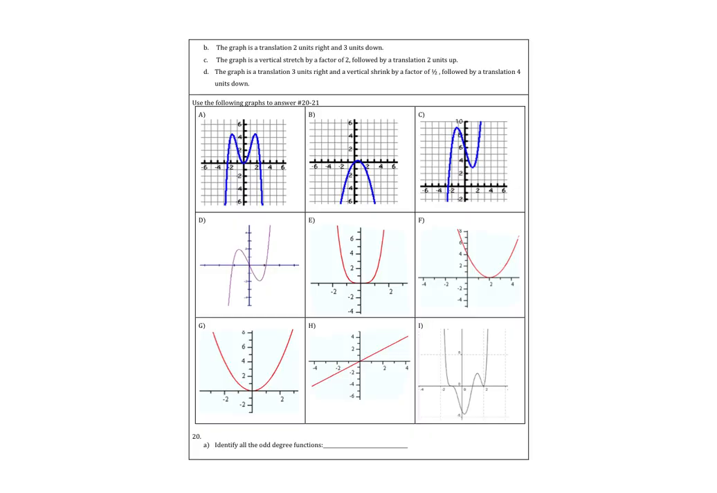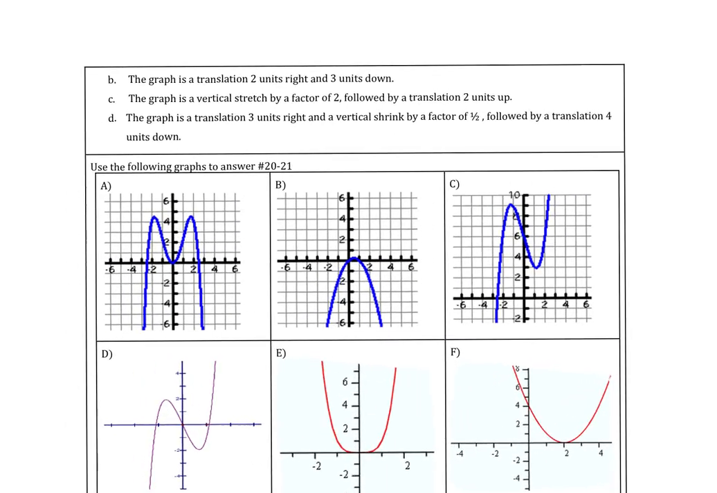The graph is translated 2 units right and 3 units down, okay? G of x is equal to 2 units right, x minus 2, 3 units down, minus 3. The graph is a vertical stretch by a factor of 2, so that's our A. G of x equals 2, followed by a translation of up 2 units, that's just x then, plus 2.